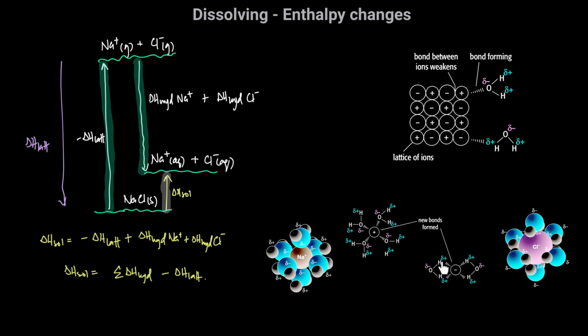Similarly, the delta positive hydrogen, the partially positive hydrogen atoms in water molecules, form forces of attraction with the anion, the chloride ion in this case. And these forces of attraction, these bonds that are forming between water molecules and the ions, result in a release of energy. That's why hydration is always exothermic.